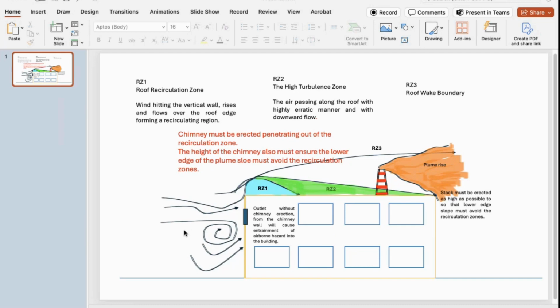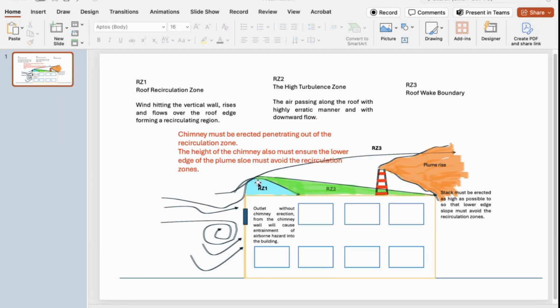It's going to entrain back. That is why we must understand all the circulation zones. Number one, the first circulation zone we must understand: when the wind hits the first edge, the leading edge of the roof, it's going to create RZ1. RZ1 is the first cyclonic effect.